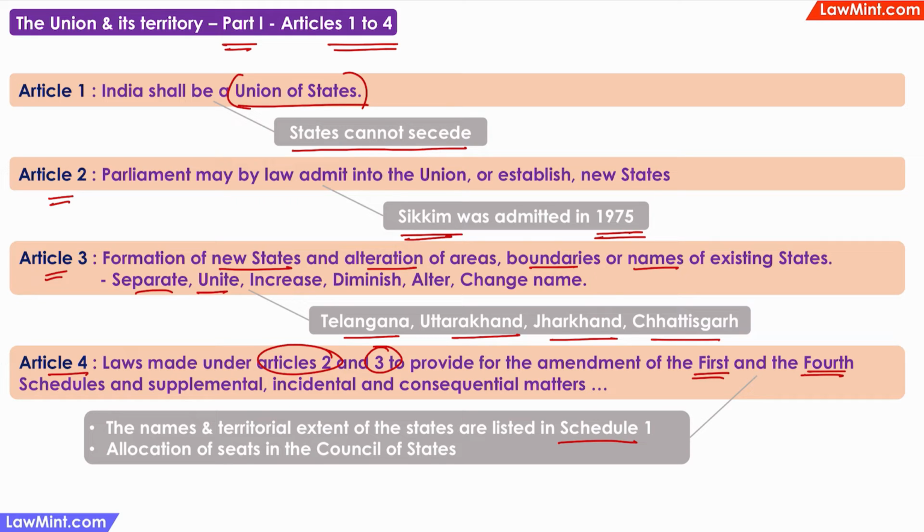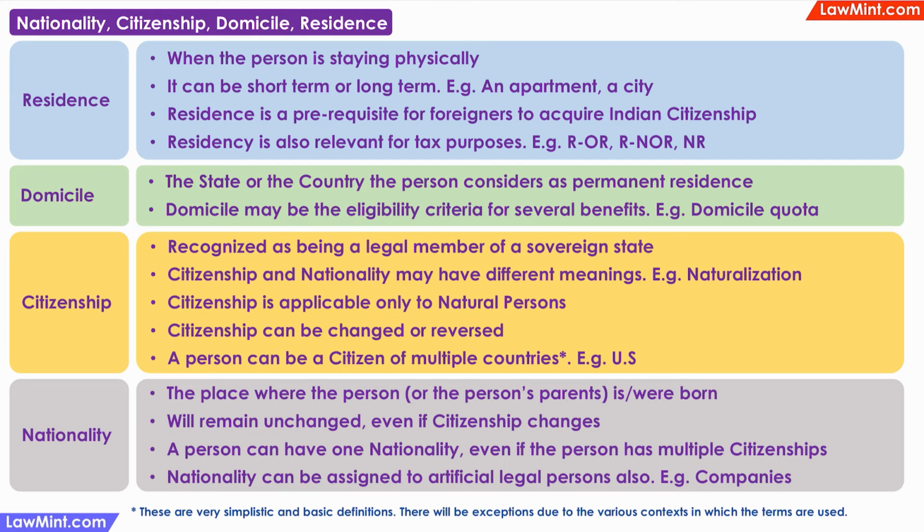As I mentioned, the first schedule of the Constitution documents the name and the geographical territories of the states. And the fourth schedule covers the allocation of seats for all states in the Council of States. Before moving on to the next part, which deals with the citizenship of India, I will briefly talk about 4 frequently used terms: residence, domicile, citizenship and nationality.